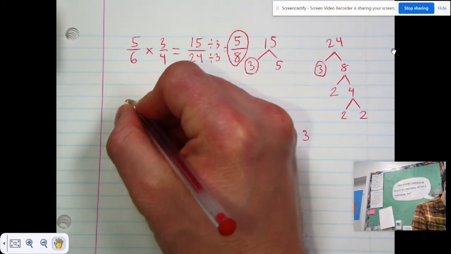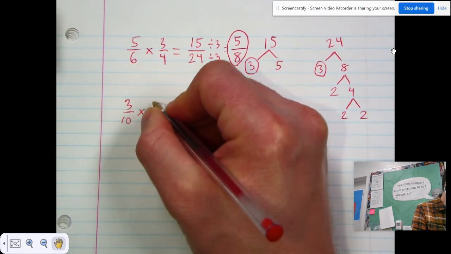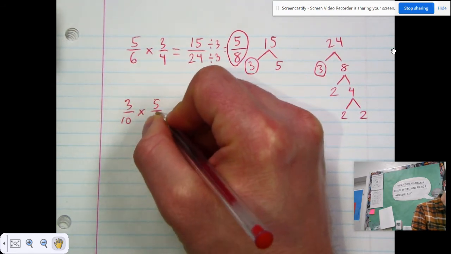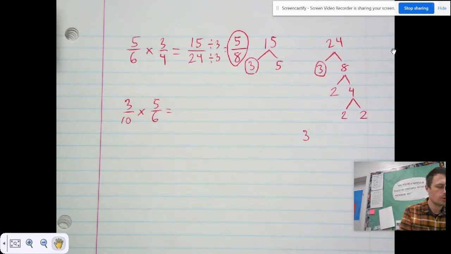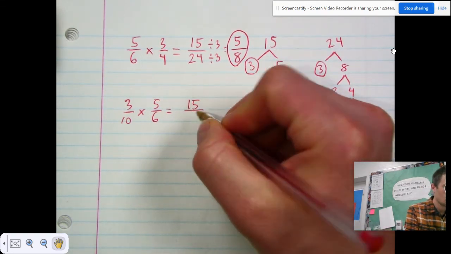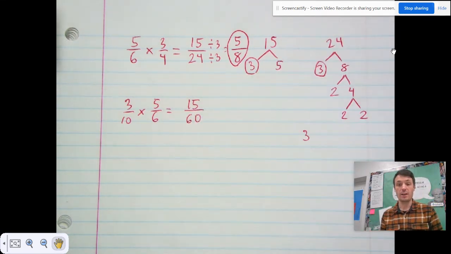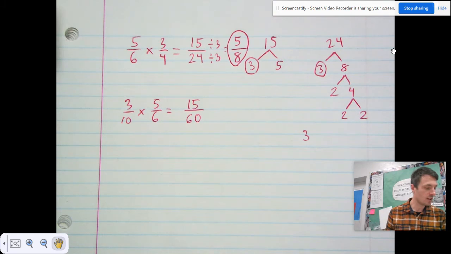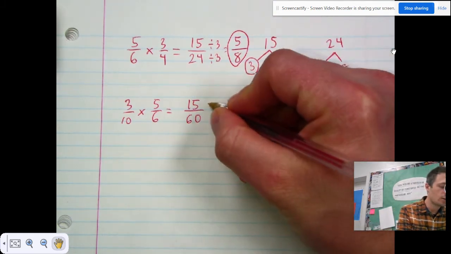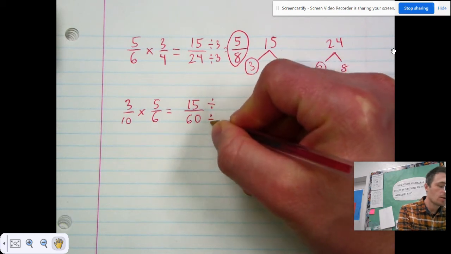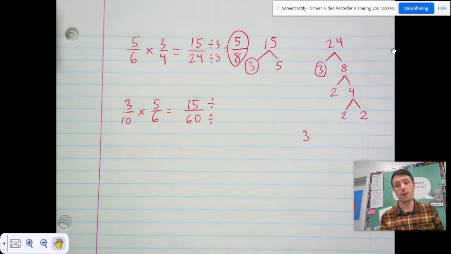Let's do another one. Let's do 3/10 times 5/6. Okay, 3 times 5 is 15. 10 times 6 is 60. Now, you know 5 will be able to go into both 15 and 60. So it might not be the GCF, but we could find the GCF using prime factorization, but I also want to show you that sometimes you don't have to find the GCF. You can just simplify it twice.